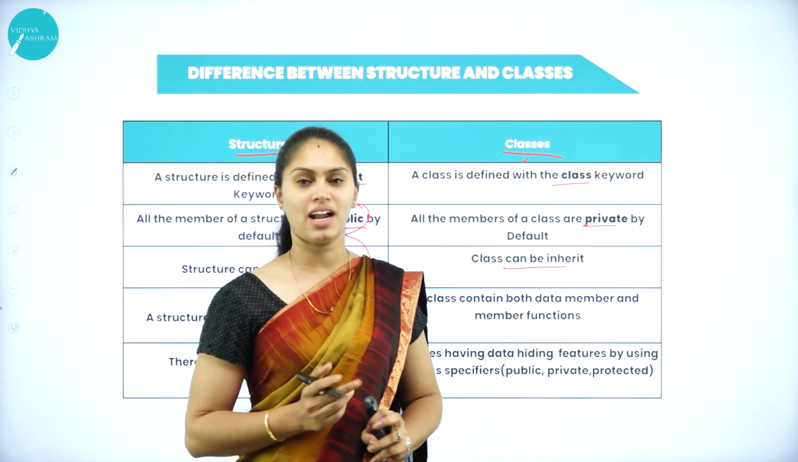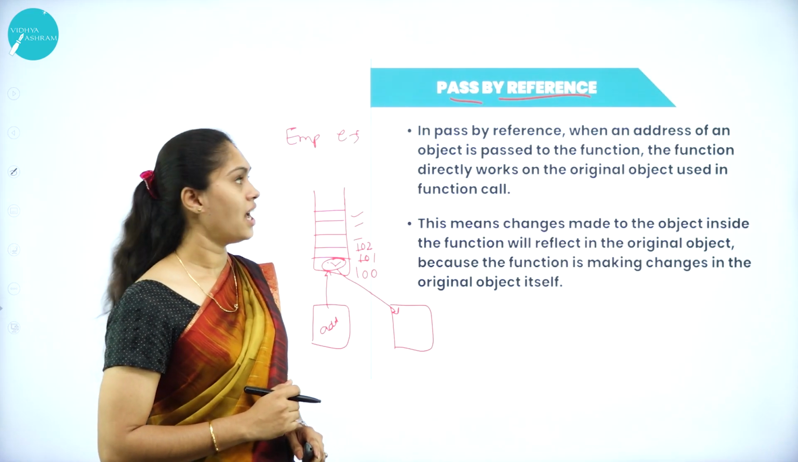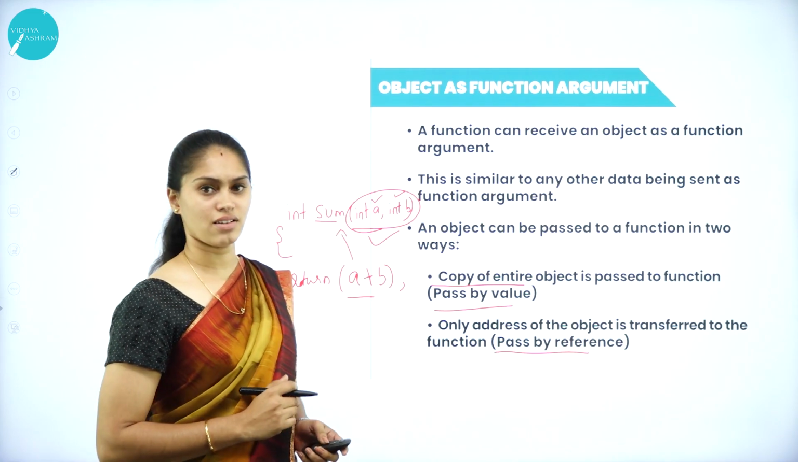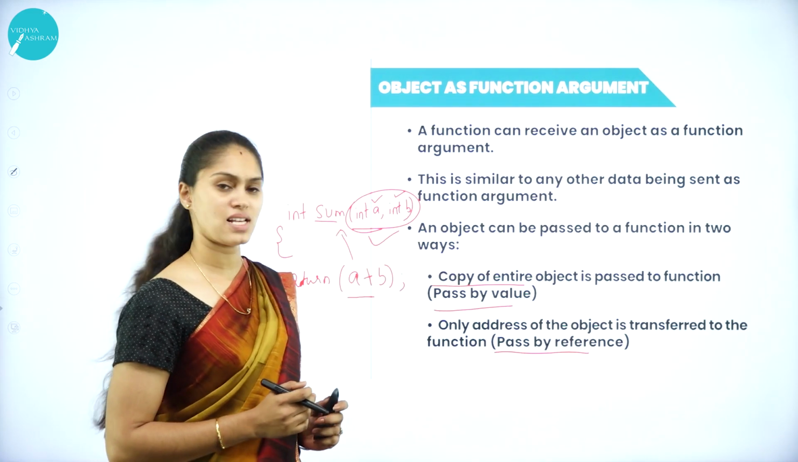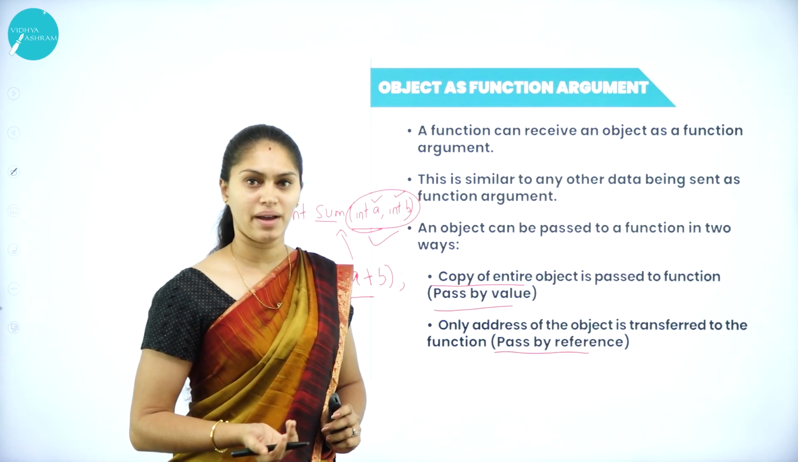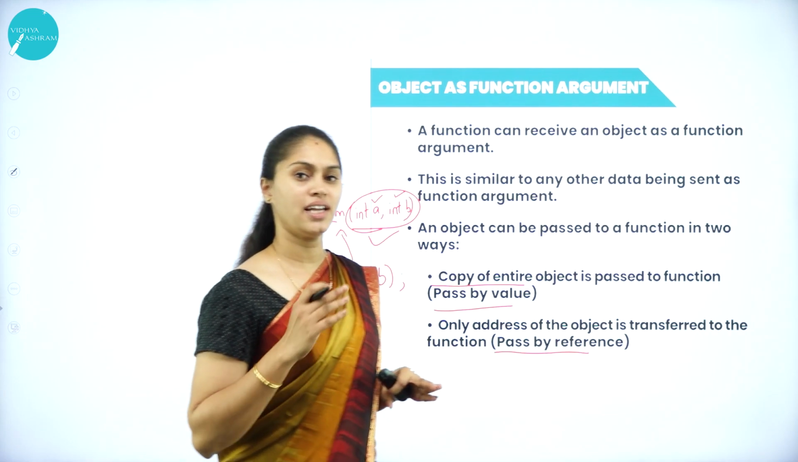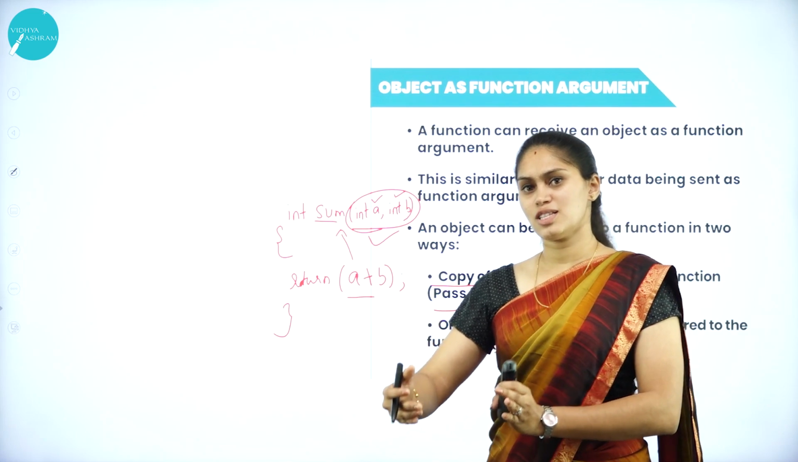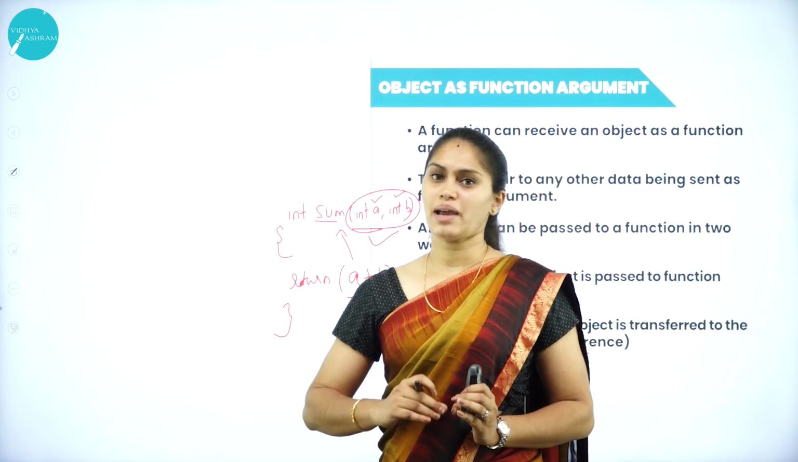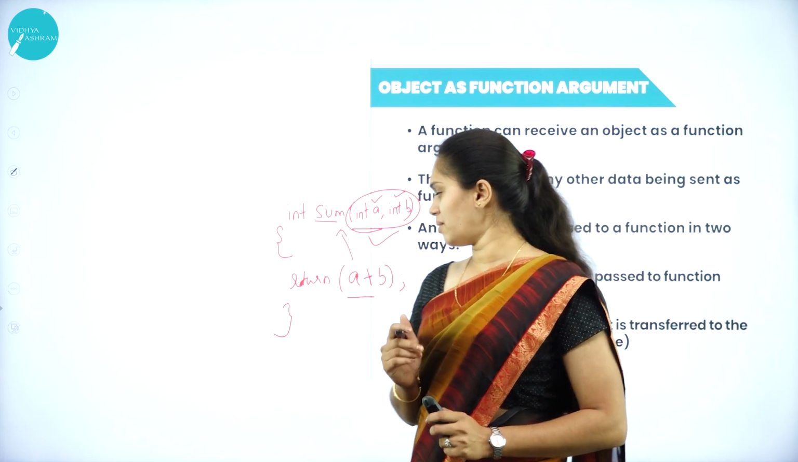In today's session, we had a discussion regarding the difference between classes and structure, and then how I can send an object as a function argument. There are two ways: pass by value or pass by reference. In pass by value, I send a copy of an object. In pass by reference, I send where the object is located in memory. That means I send only the address of the particular object.